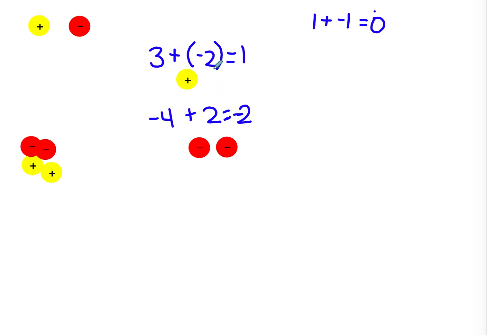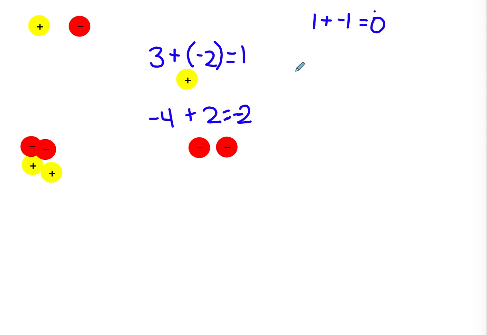Now if you notice on these two problems, I have different signs. I have 1 positive and I have 1 negative. When I subtract those values, if it was just 3 and 2, subtract the absolute values, I get the answer of 1. I have more positives, so my answer is going to be a positive. Same thing here. I have different signs, so I'm going to find the difference of the absolute values. 4 minus 2 is 2. More negatives, answer is a negative. So that's if we have different signs.